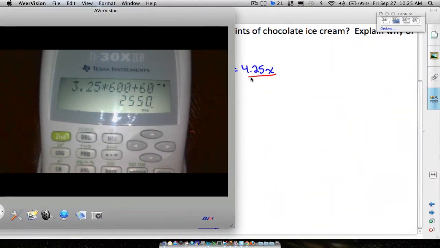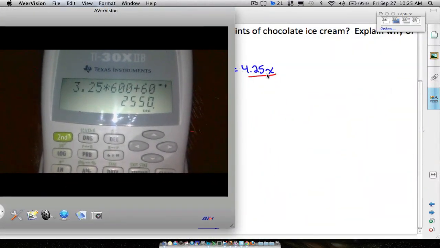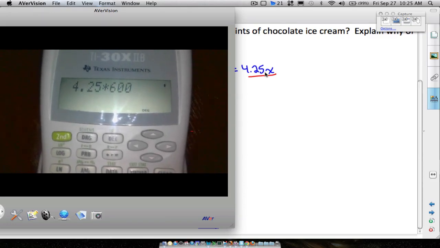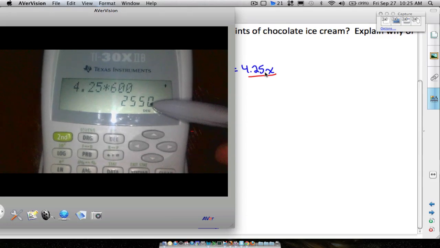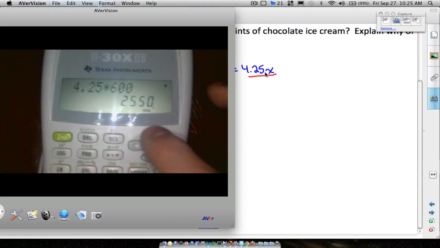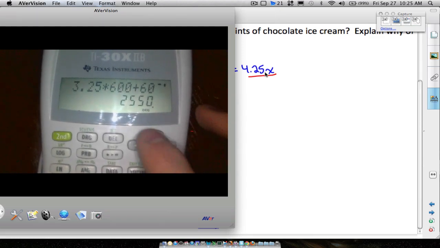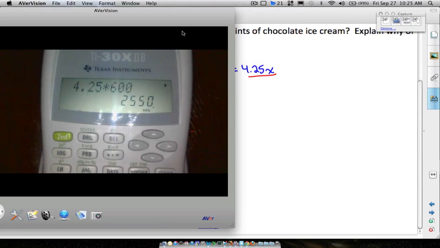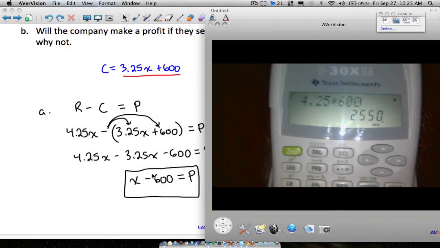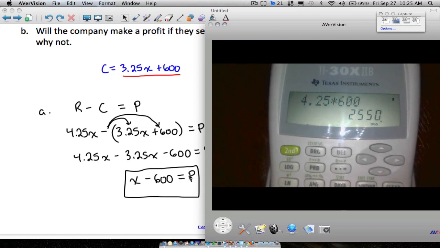How much are they going to sell them for? They're going to sell them for $4.25. So therefore, if we take $4.25 times 600 pints, that's that same number. So it costs them $2,550 to make the 600 pints. When they turn around and sell those 600 pints, they're going to make their money back. And that number 600, if we take 600 minus 600, they're not making a profit. They're breaking even. That's their break-even point. And that's something you'll look at in other math classes as well.